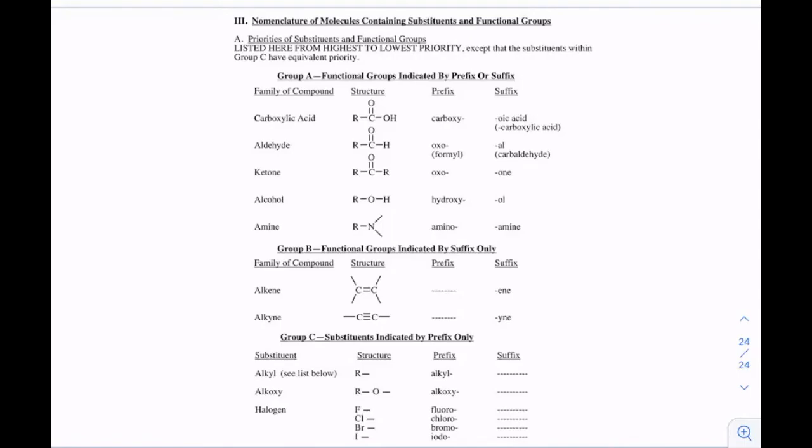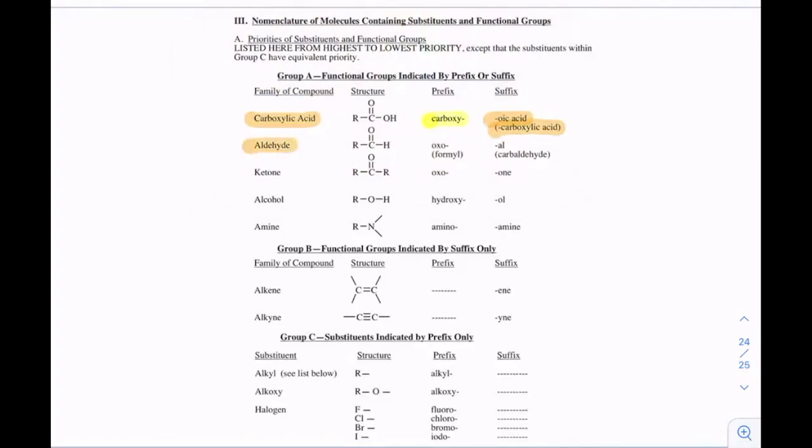The most important functional group, priority-wise, in terms of nomenclature, is carboxylic acid. It is the highest priority functional group. It gets carbon 1 no matter what. Anything in addition to that on the molecule follows suit. Carboxylic acid is carbon 1. And the ending or the suffix of the name is oic acid, or carboxylic acid if it's a substituent. And the prefix used for carboxylic acid is carboxy.